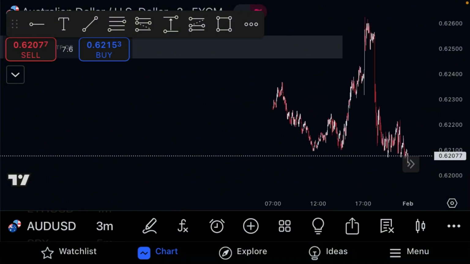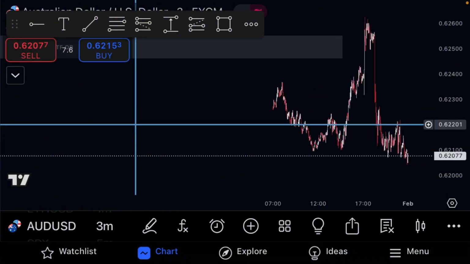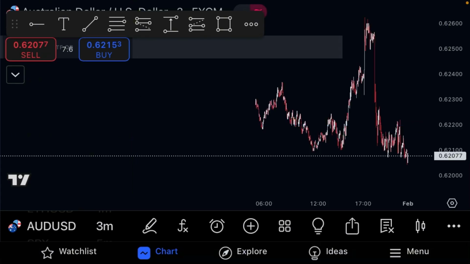Okay, like I said, we're going to use 2 time frames. We're going to use the 3 minute time frame, and we're also going to try the 1 minute time frame. Let's see which one works better. You can use both time frames.